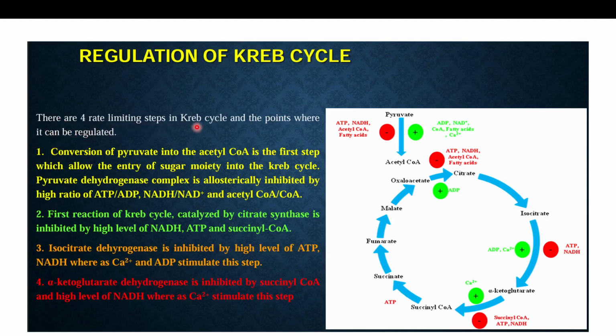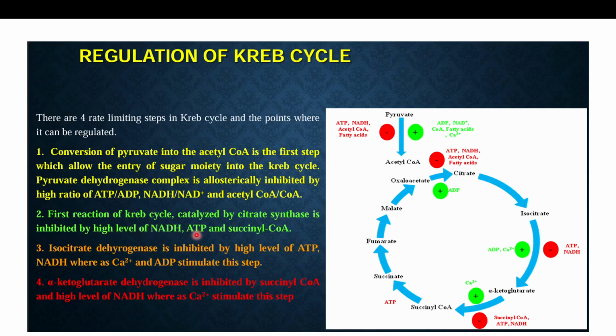There are 4 limiting steps in the Krebs cycle, the points where it can be regulated. One is the conversion of pyruvate into acetyl coenzyme A. This is the first step which allows the entry of sugar moiety into the Krebs cycle. Pyruvate dehydrogenase complex is allosterically inhibited by a high ratio of ATP to ADP, NADH to NAD+, and acetyl coenzyme A to coenzyme A. Next, the limiting step is the first reaction of Krebs cycle, catalyzed by citrate synthase.